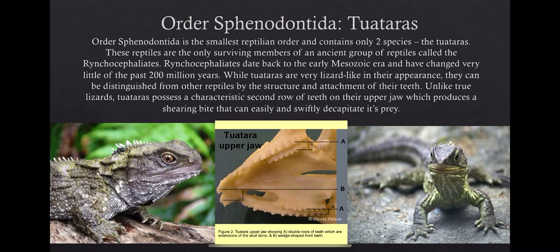So we're going to move on to Sphenodontida, which is the tuatara. And these are going to be the smallest group of reptilians, the smallest reptilian order. There are actually only 2 species left in this order, and you can find all of them in New Zealand. They live nowhere else. So these reptiles are called the tuatara, and they are the only surviving members of a group called the rhynchocephalians, which again date back to that Mesozoic era, and they've changed pretty little over the last 200 million years.